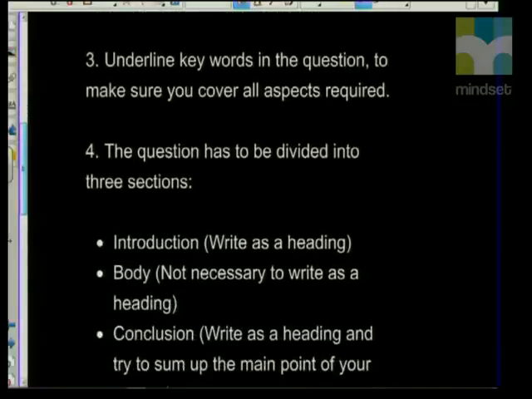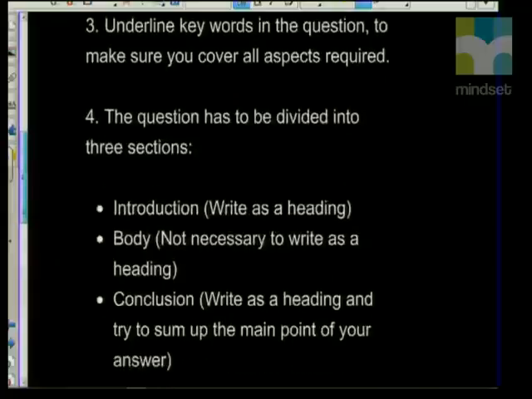As I did when I read the question, I would advise you to underline the keywords in the question to make sure that you cover all the aspects required. Because sometimes the question would say write the advantages and the disadvantages and the characteristics, and you start writing and you leave out some of those important elements.